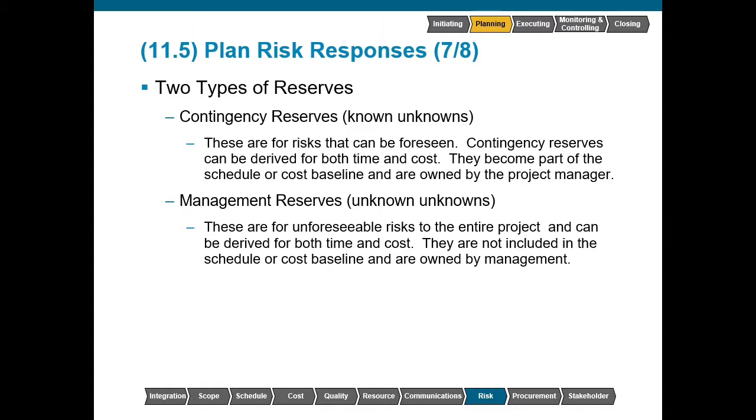There are two types of reserves, and it's very important to know the difference between them. A contingency reserve is set aside for known unknowns, or identified risk. These are risks that we have identified, they are on the risk register, and we have decided to deal with them through the application of contingency reserves. These are risks that can be foreseen. Since they can be foreseen, we have identified them. These reserves can be set aside for both time and cost.